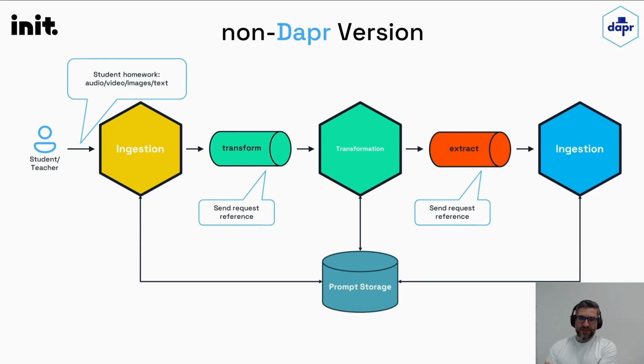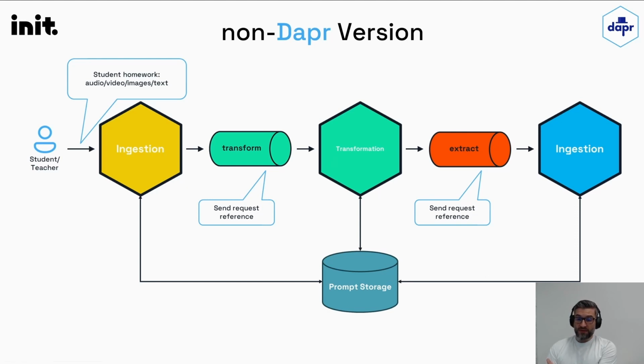The final microservice is basically the extraction service, and this service is responsible for creating a prompt, including domain knowledge, sending that prompt to the GPT service, and then once the result is ready, the result is stored into the common prompt storage and is forwarded back to the requester.